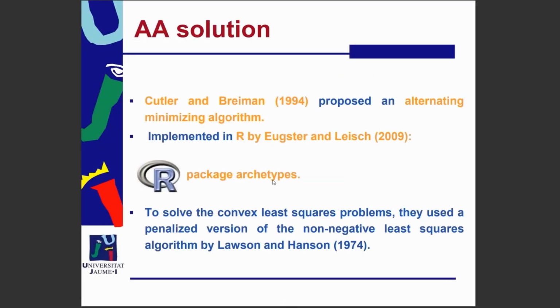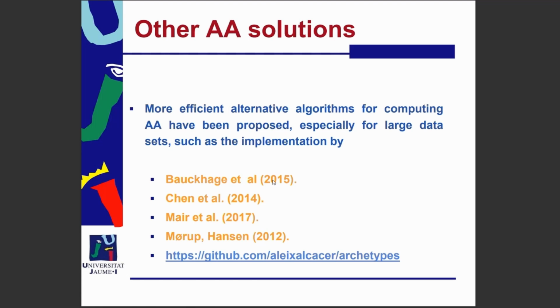Well, for finding the archetypal analysis solution, Cutler and Breiman proposed an alternating minimizing algorithm that was implemented in the R package archetypes. And now this is a very active field, because other efficient alternative algorithms for computing archetypal analysis have been proposed. There are some of them, this one is in a Python library of our group.